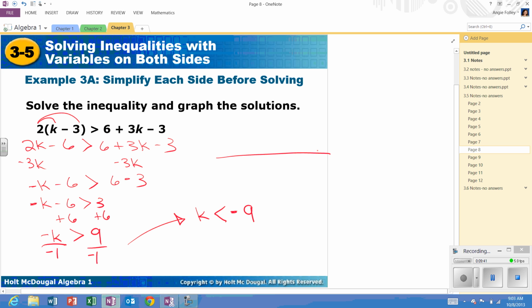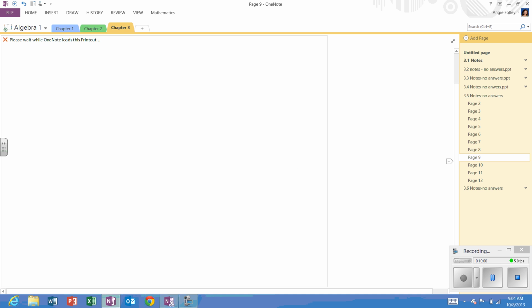If we graph it, here's a negative. Remember, with my negative numbers, the absolute values get bigger going left, even though they're still technically getting smaller. I'm going to do an open circle at negative 9, and then it says k is less than, so that means we're going to color everything to the left.